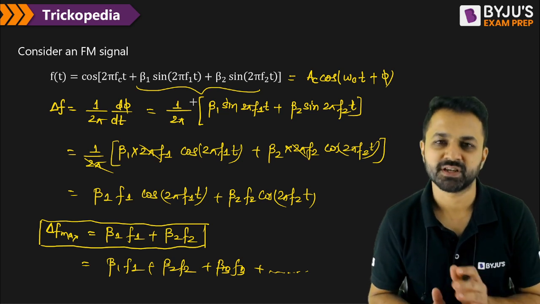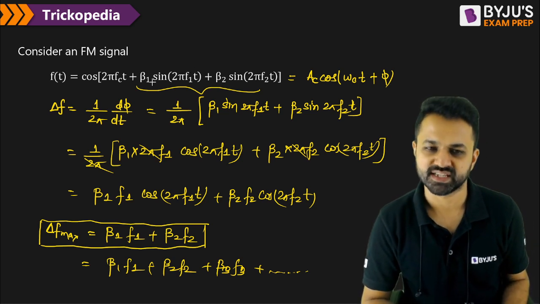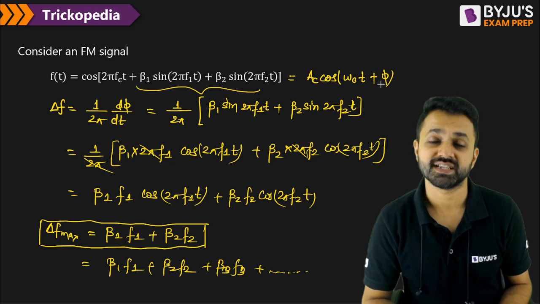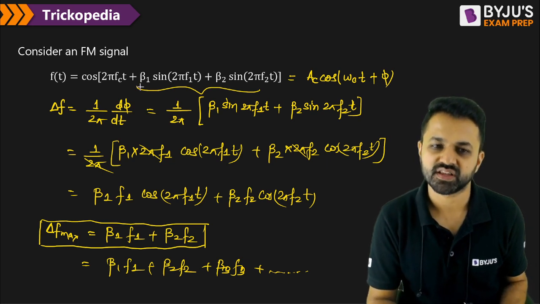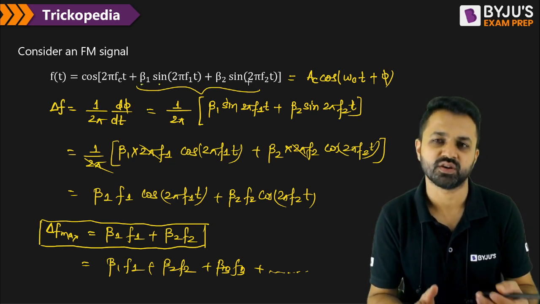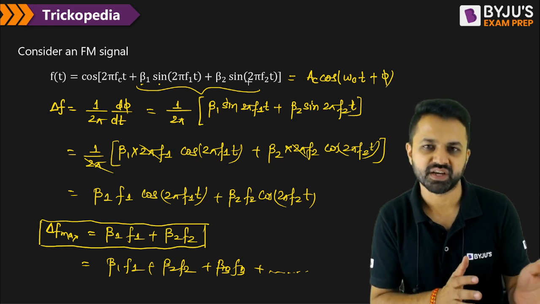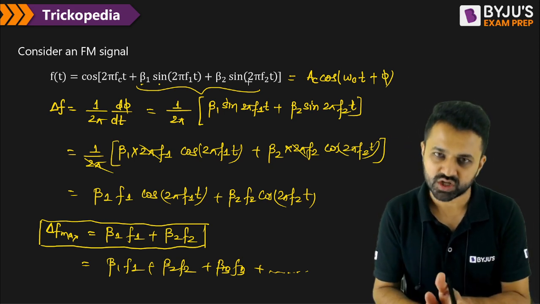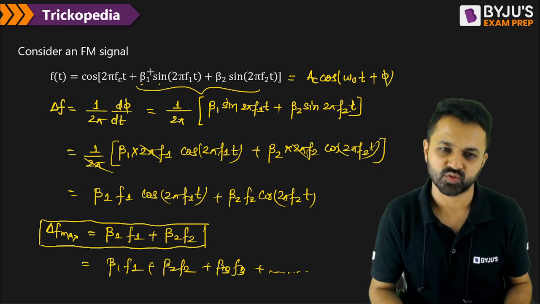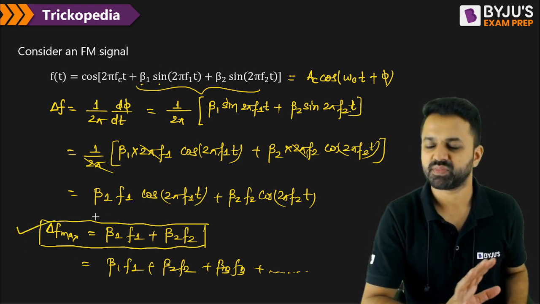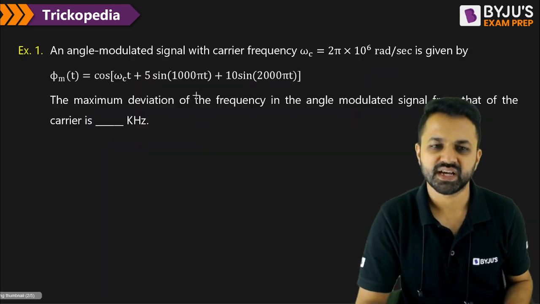So if the expression of the angle modulation or FM signal is given in the form Ac cos omega c t plus phi, where phi has beta 1 sine omega 1 t plus beta 2 sine omega 2 t, or it can be beta 1 cos omega 1 t plus beta 2 cos omega 2 t, then you can directly apply this formula. Let's see some examples.